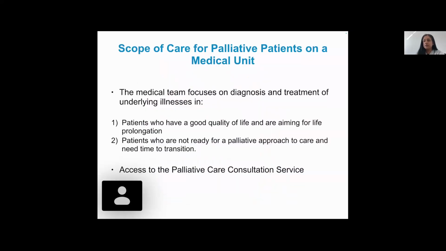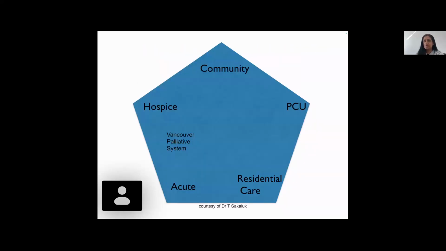So these are the areas of palliative care that exist. The community, which is the top of that pentagon, which is what we were talking about with the BC palliative benefits. On the right is the palliative care unit, which is an inpatient unit that people may need to stay in for short visits with the intention of leaving once stabilized.